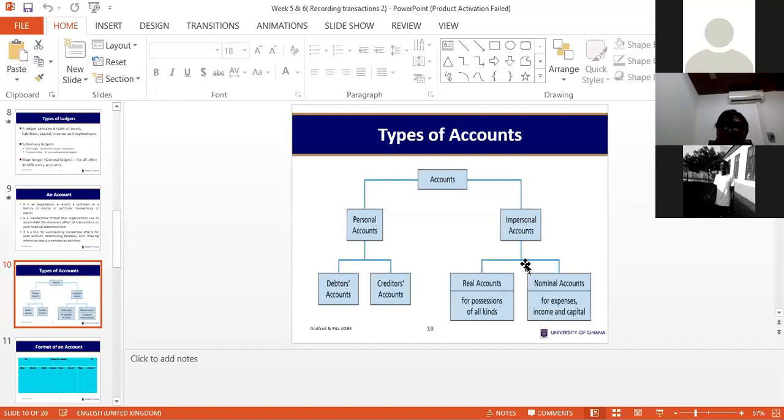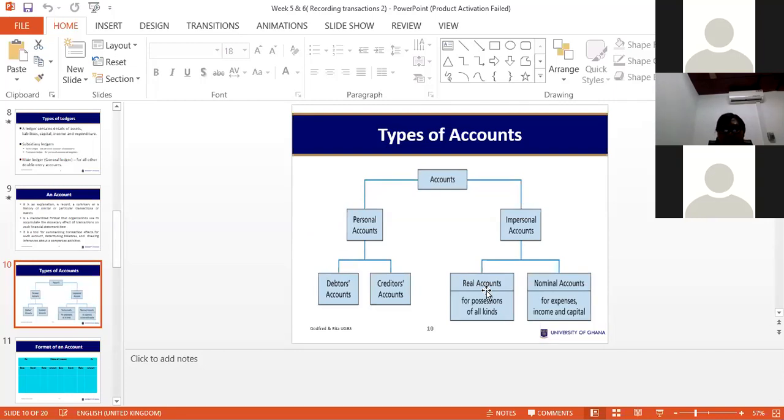Then we have the impersonal accounts. The impersonal accounts will be found under the general ledger. So you see the flow. From the general journal, we come to the general ledger. Now, under the impersonal accounts, we have the real accounts and we have the nominal accounts. The real accounts relate to things that are real, that we can easily touch. Fixed assets, motor vehicle, plant and equipment. These are real things that we can always lay hands on. And that would also be found under the general ledger.